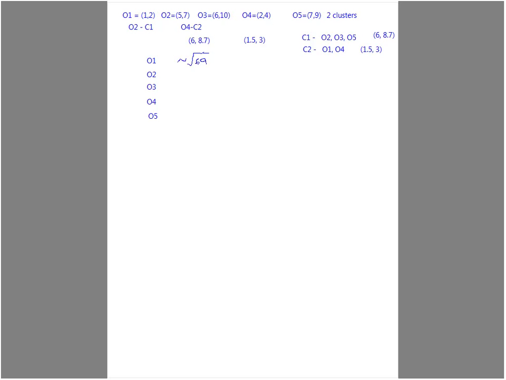And then the distance of O1 to C2 is 0.5 and then 1, so 1.25. Now let's look at O2. O2's distance is 1 and 1.7. So this is approximately root 3. Then what about this? The distance of 5.7 with this 3.5 and 4. So approximately root 28.